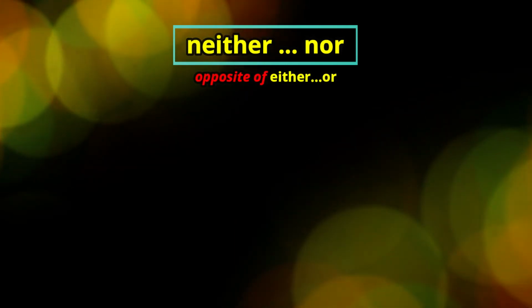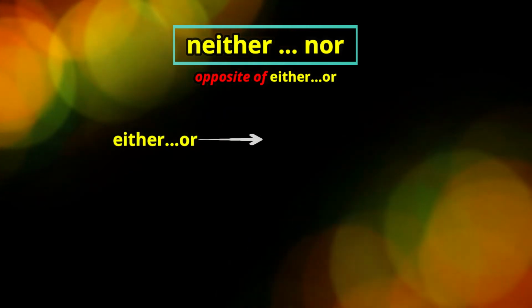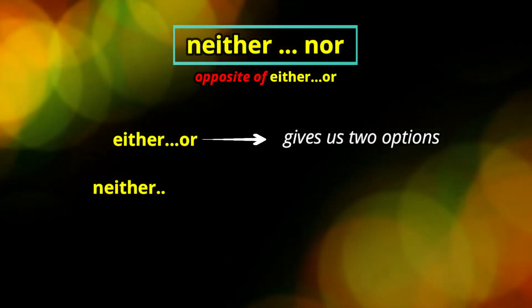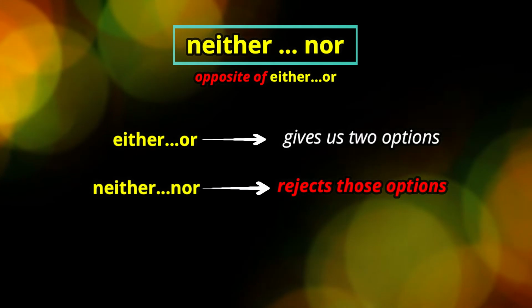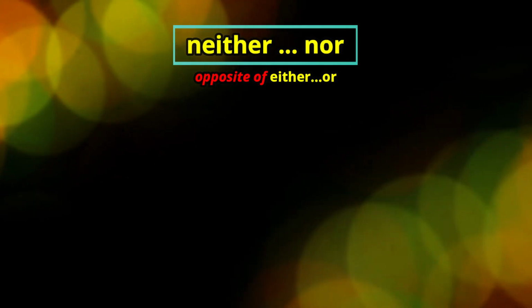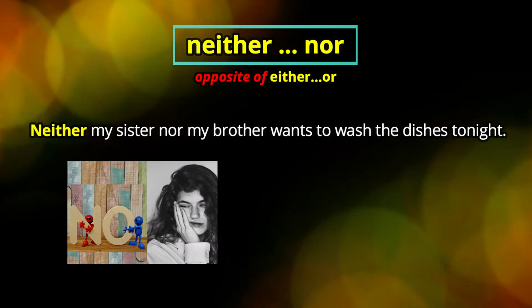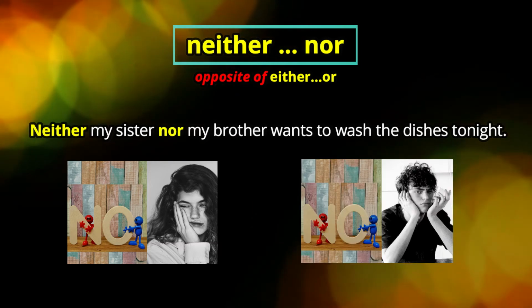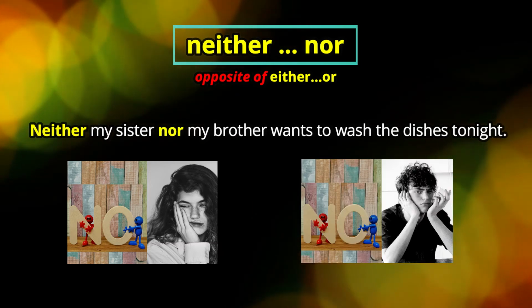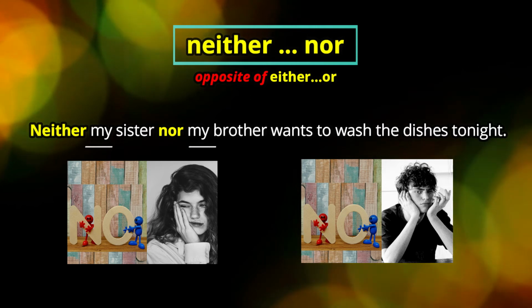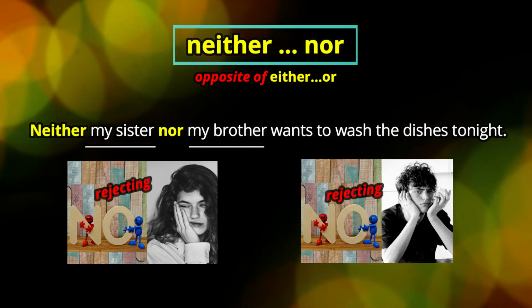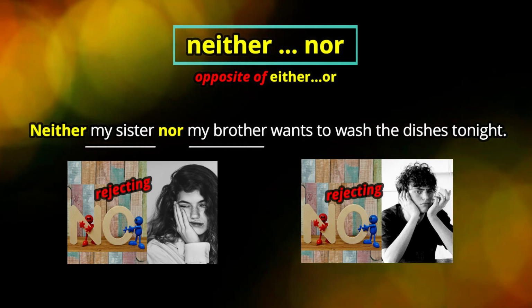In our next example, we have neither and nor, which is actually the opposite of either and or. Instead of giving you two options with either and or, with neither and nor, we reject those options. Like in the sentence, neither my sister nor my brother wants to wash the dishes tonight. So both people are rejecting this option of washing the dishes.